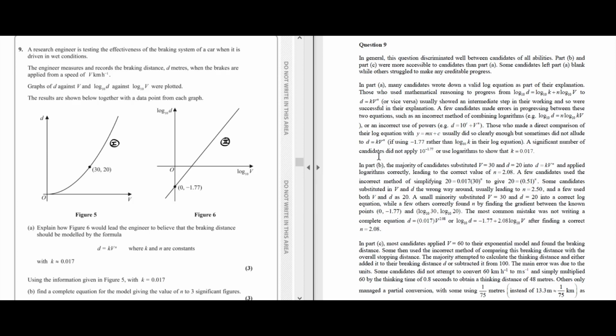A significant number of candidates did not apply the 10 to the minus 1.77 or use logarithms to show that k is equal to 0.017. Part B, where we had to find the value of n to 3 significant figures, people substituted in V equals 30 and D equals 20 into this equation, and then from there you can find n.